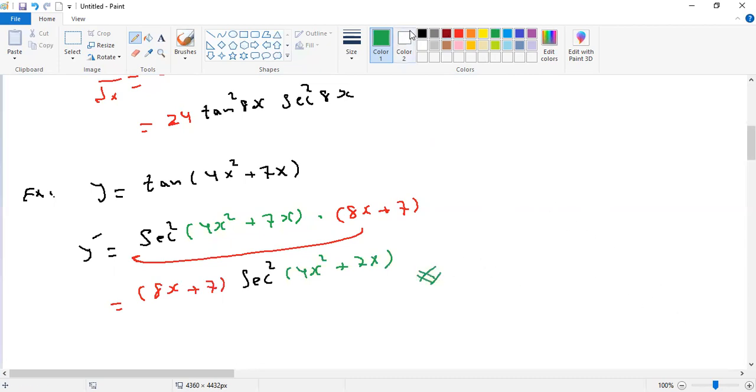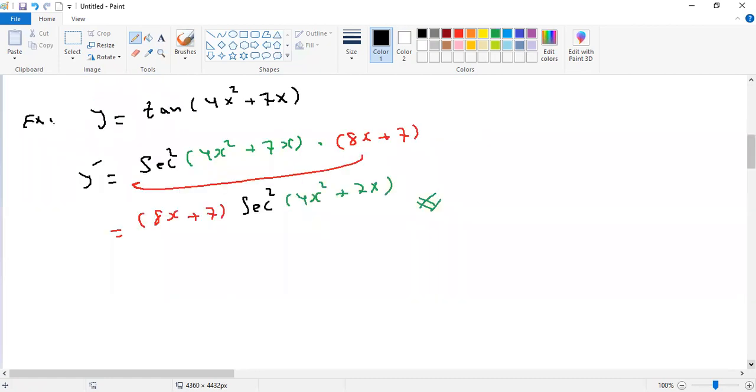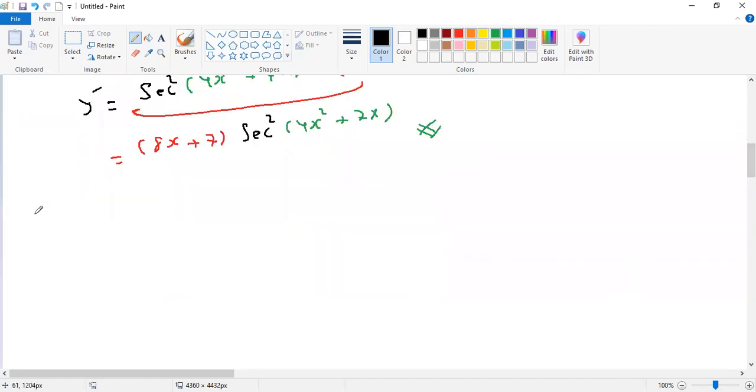Okay, another example. Write it down here. Let us say y equal to tan of 3x plus 5 to the power 4. How to find the derivative? Now this one is not tan to the power 4. This one is only one tan, power 1. But the angle is 3x plus 5 to the power 4.